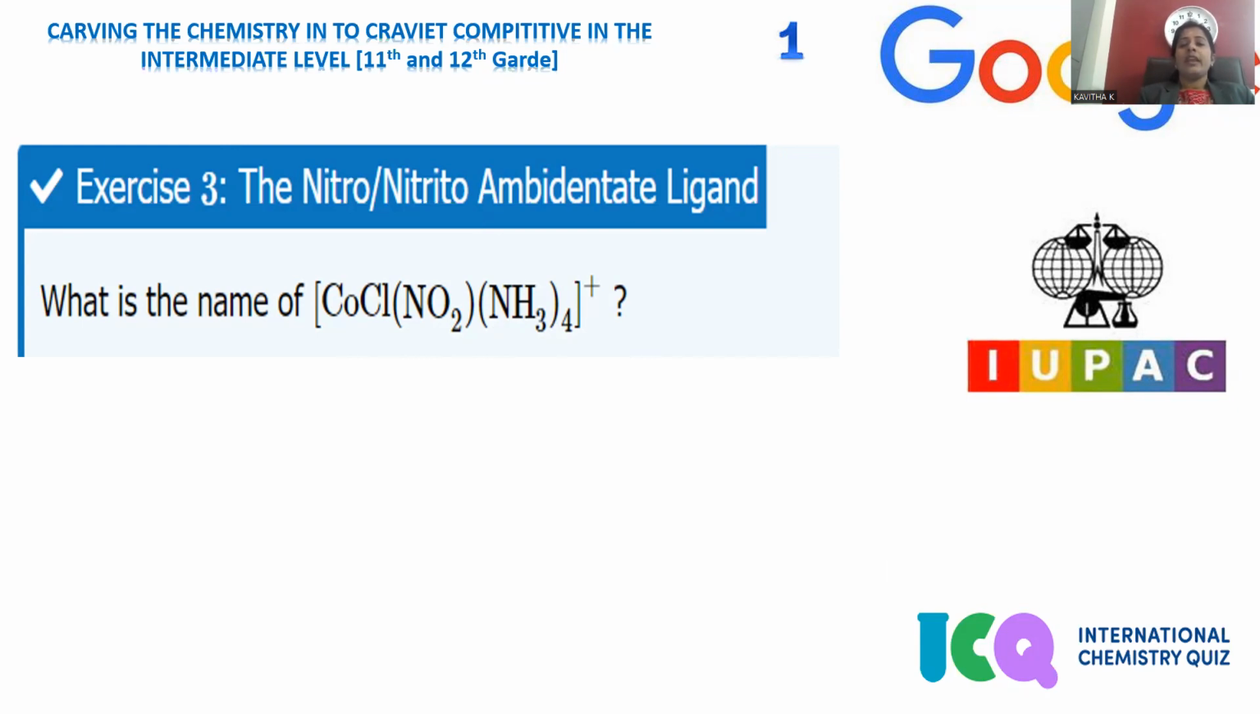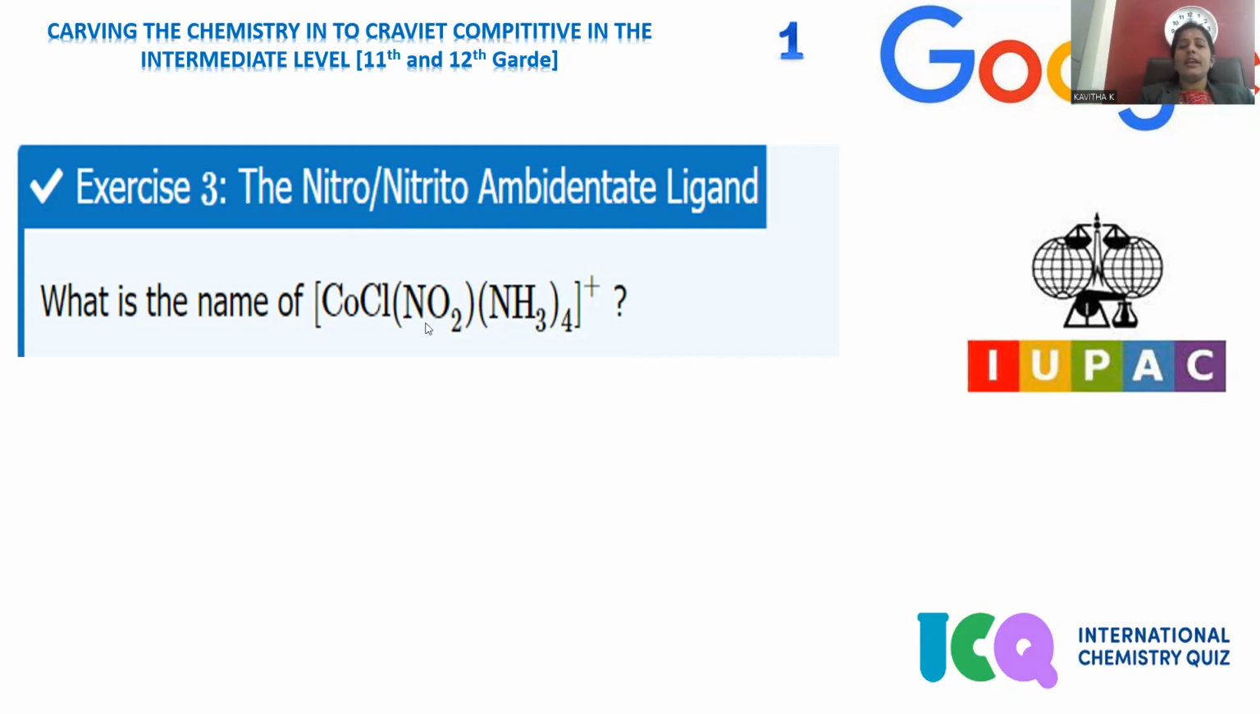A ligand is any species having a natural tendency to release at least one lone pair of electrons. An ambidentate ligand is one in which more than one kind of atom within the ligand has a natural tendency to release the electron pair. If you go for nitro or nitrito, both look the same, but there is a simple distinction in the release of electrons.